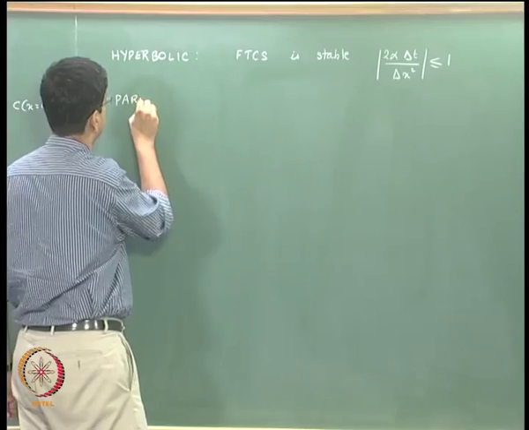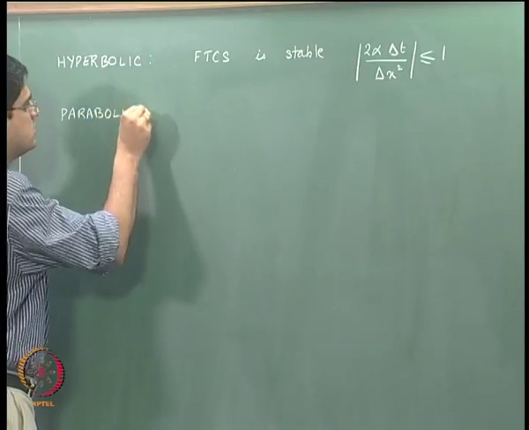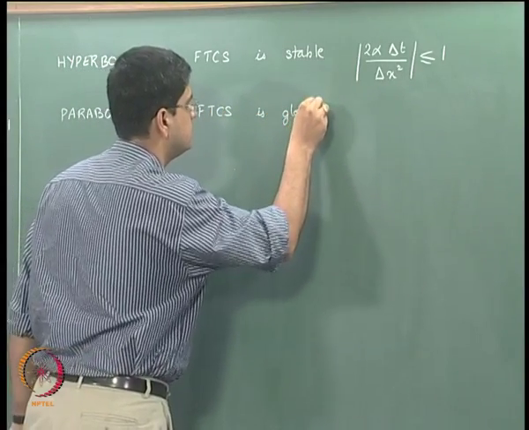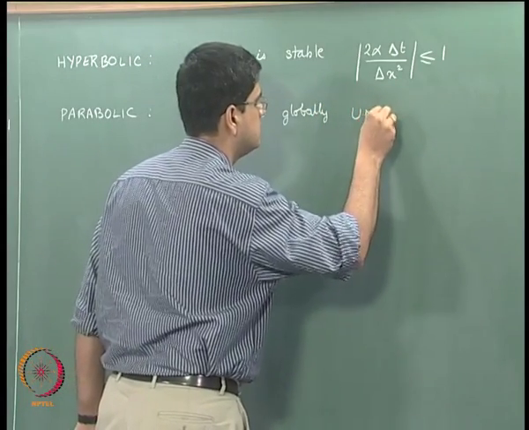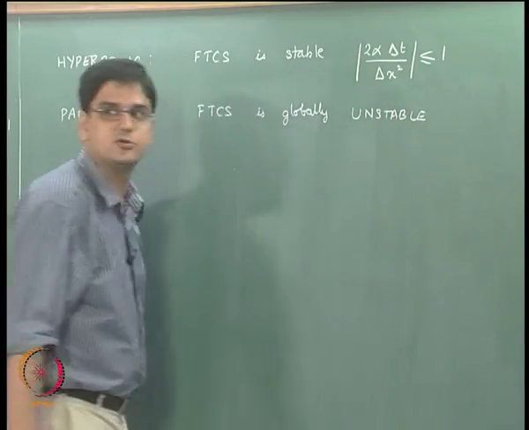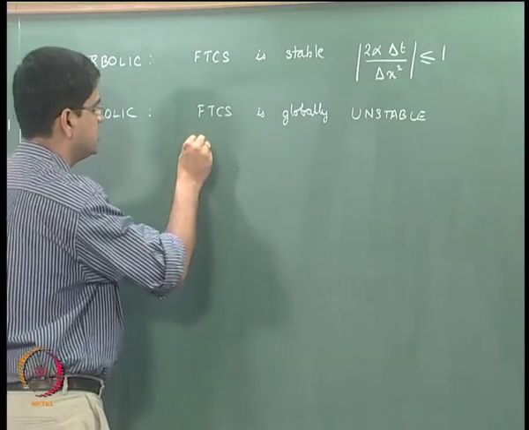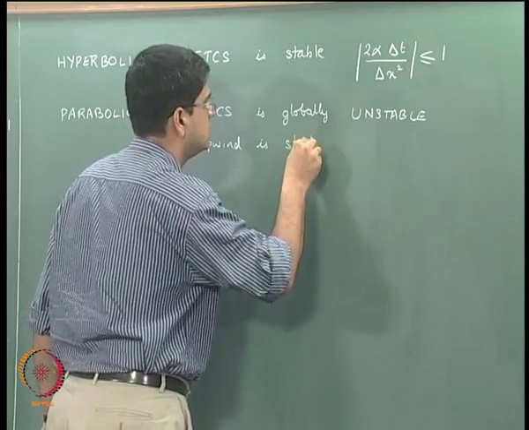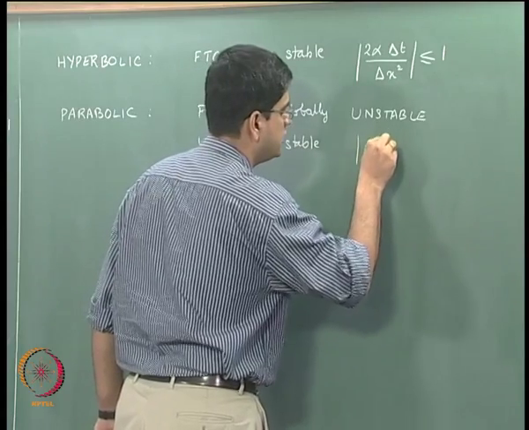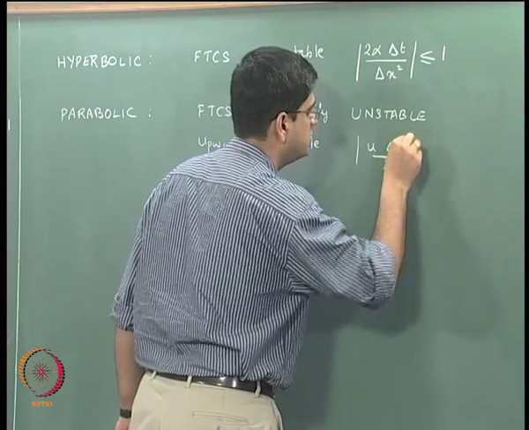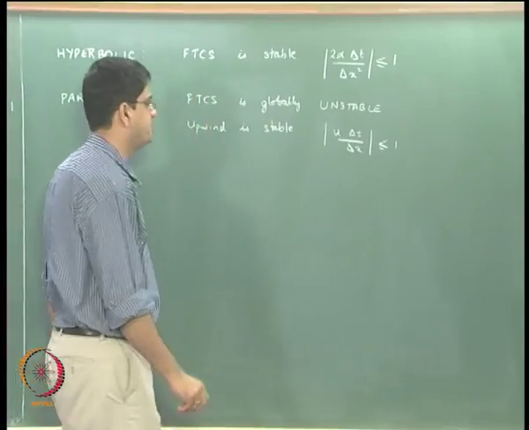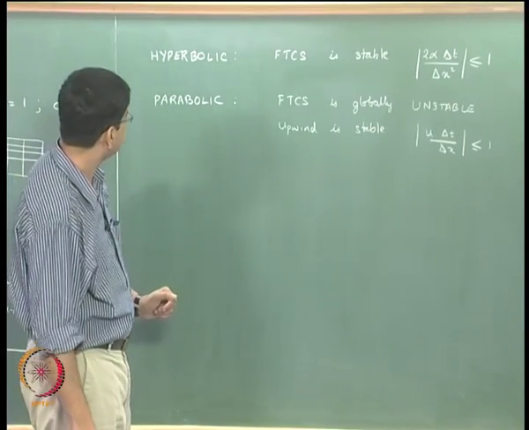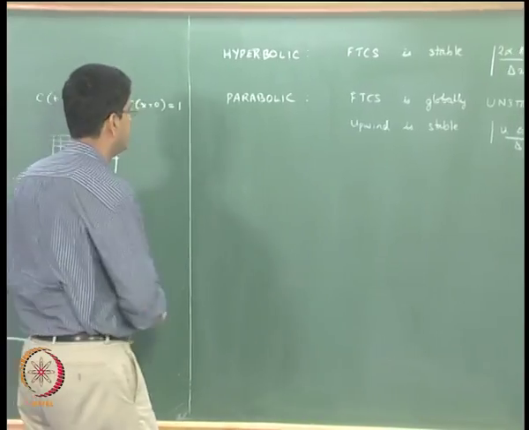For parabolic, FTCS is globally unstable, which means that you cannot use the FTCS method, whereas the upwind scheme is stable if u delta t by delta x is less than or equal to 1. Okay. So these were the conditions that we obtained. I have exchanged hyperbolic and parabolic over here.